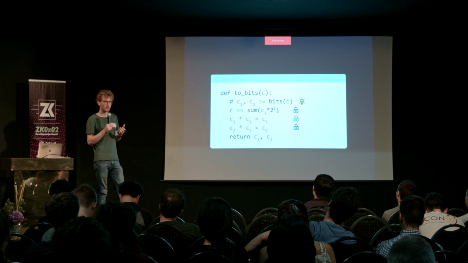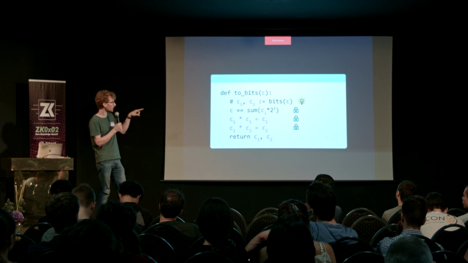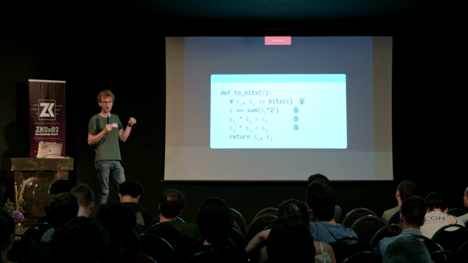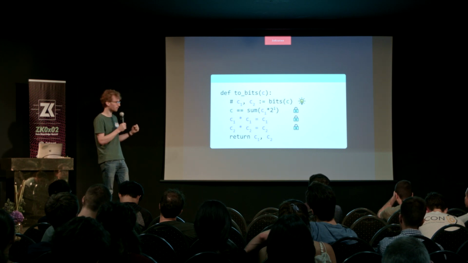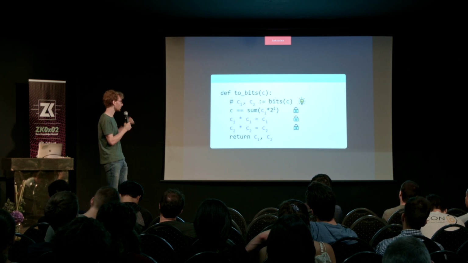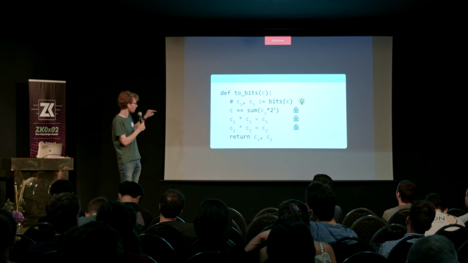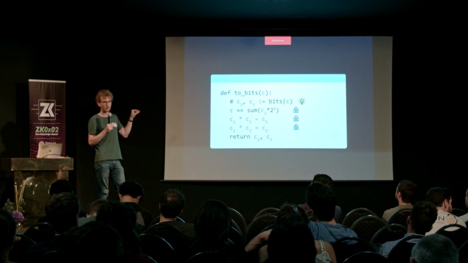And then I also need to check that C1 and C2 are actually either 0 or 1, right? Because I want to make sure that those are actually bits. So to do that, we use a trick where you just make sure that the square of the number is equal to the number. Because 0 times 0 is 0, 1 times 1 is 1, and there's no other number that satisfies this equation in a prime field.